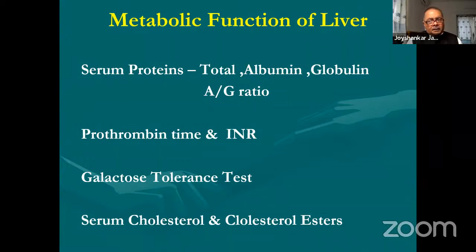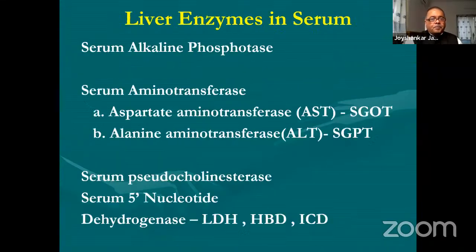Then the different liver enzymes which come into the serum: serum alkaline phosphatase, then serum pseudocholinesterase level, especially if there is a history in the family of scoline apnea, then you can go for serum pseudocholinesterase. Of course, serum aminotransferases, we know it, which is the SGOT and SGPT. Then serum 5-nucleotidase test and the various dehydrogenase tests: LDH, then hydroxybutyrate dehydrogenase and ICD, that is isocitrate dehydrogenase.